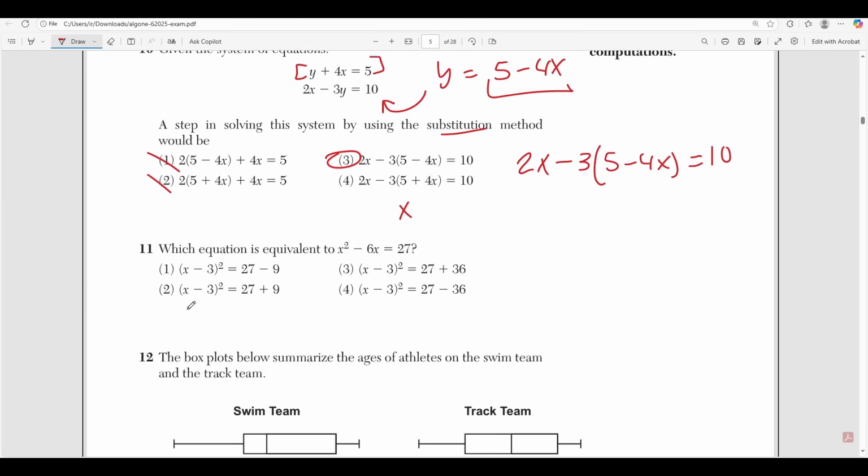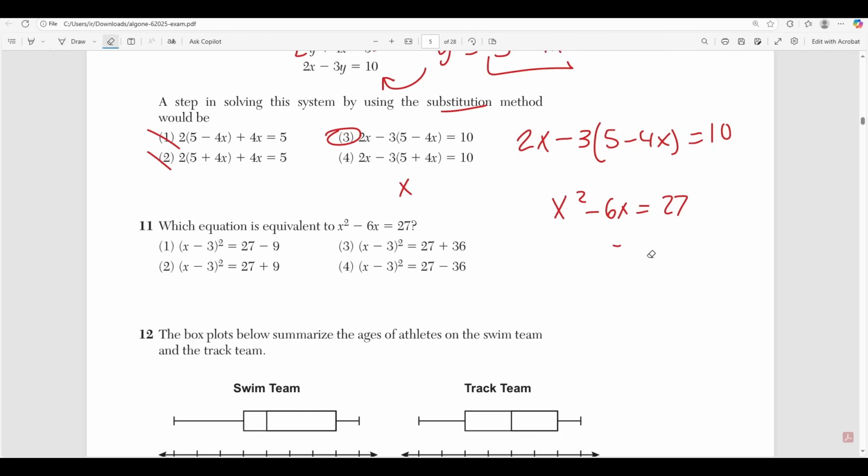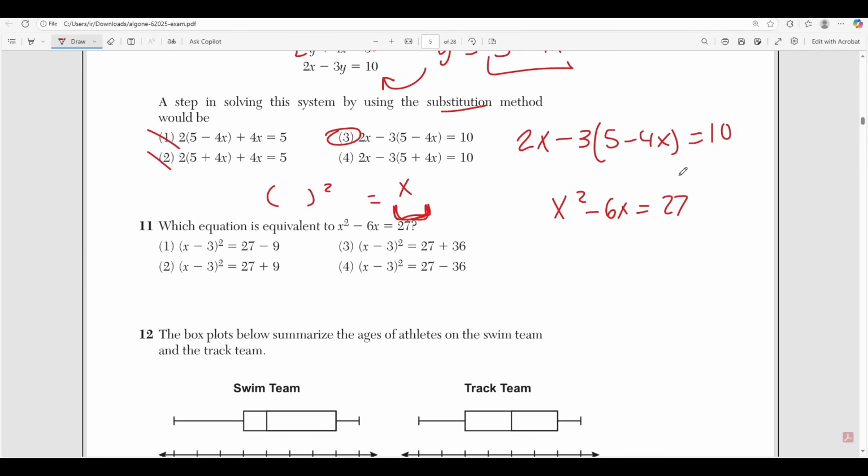Number 11 asks us which equation is equivalent to x squared minus 6x is equal to 27. Whenever you see someone rewriting an equation from this form into x plus or minus something squared, equal to a number, think about completing the square. That's a dead giveaway. Whenever you group something into parentheses squared and there's still a number on the other side of the equal sign, that means you completed the square, which means you took your b value, this is your a value, 1, this is your b value, -6, you divided it by 2 and you squared it.